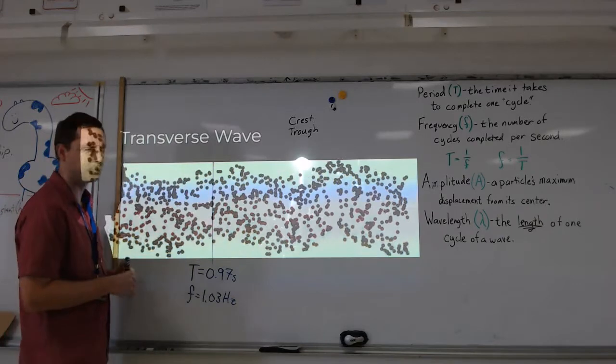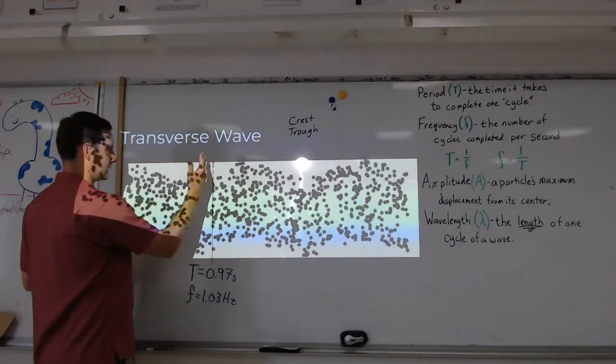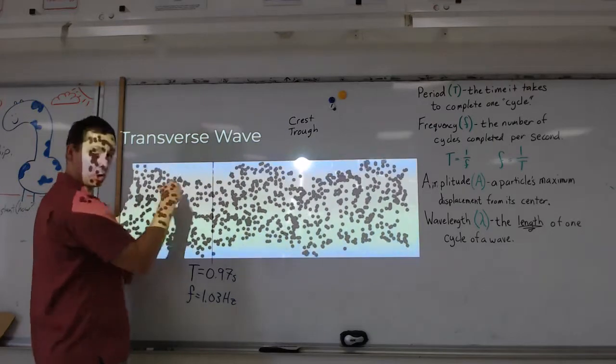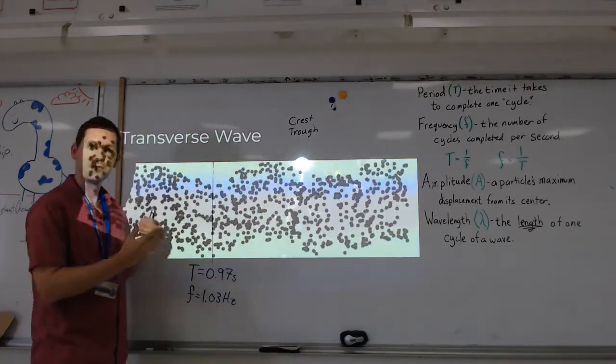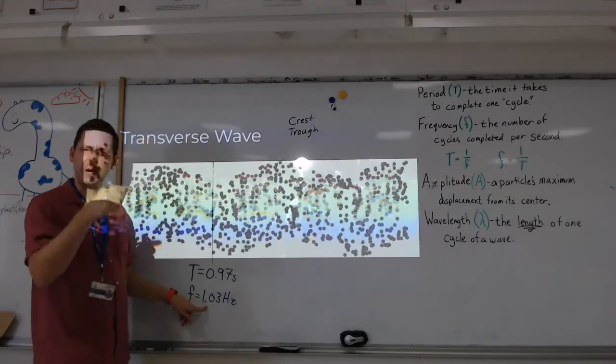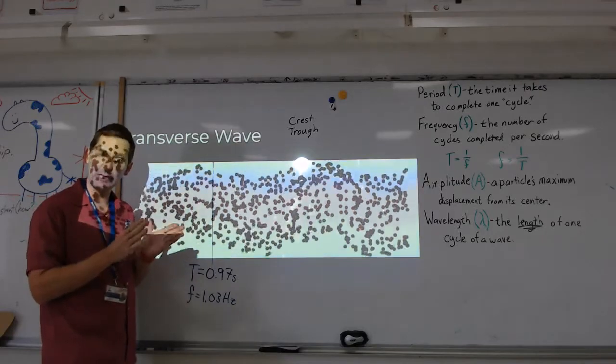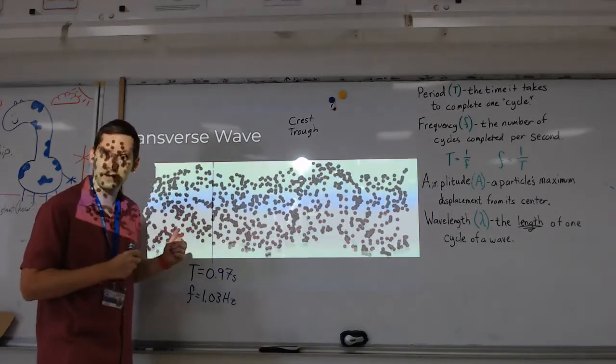Now that should make sense. The other one was going pretty slow. This one, crest, crest, crest, crest. Those are happening much more rapidly than the compressions were happening in that longitudinal wave. So our frequency is much higher. It's a much larger number, whereas the period is a smaller number. It takes less time from one crest to the other.